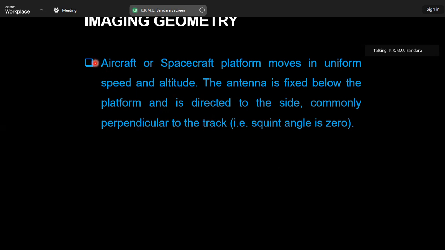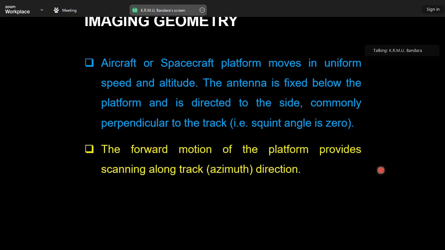Perpendicular to the track. This means the track is here, directly looking side and perpendicular to the track, but not perpendicular vertically. Side looking and perpendicular to the track. Okay, I will show in the diagram. That is called the squint angle is 0. Squint angle is 0.